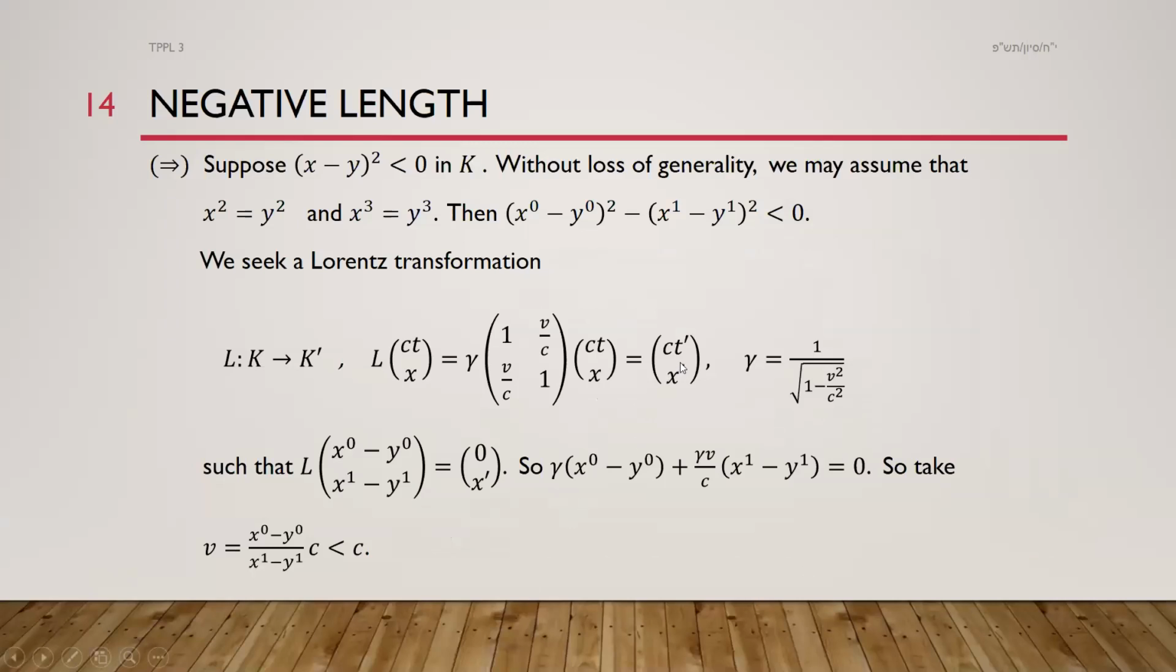So you want the CT prime to be 0. So you plug in the vector, the difference of the two events, and you set the time part to 0, and you apply this Lorentz transformation, and it turns out you would have to take a velocity v equal to this one, which, because this is negative, so x0 minus y0 is less than x1 minus y1 in magnitude, and therefore you get a velocity less than c. So there is a velocity which leads you to a frame where the events are simultaneous. Okay. Thank you.